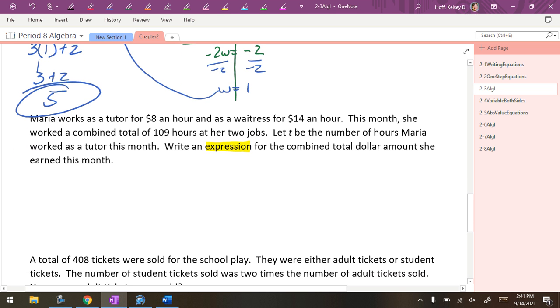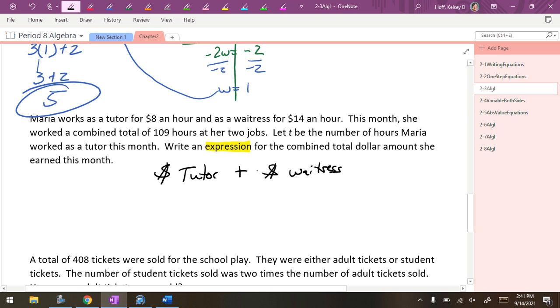So when we're talking about how much money Maria earns, we're going to talk about the money she earns as a tutor and the money she earns as a waitress. And what are we going to do to those two amounts? Add them, combined total. Okay?